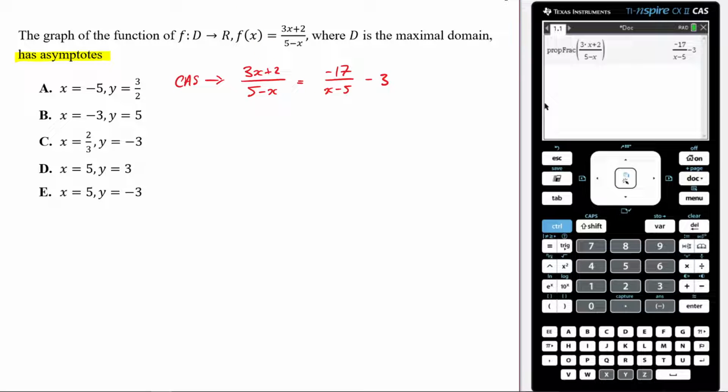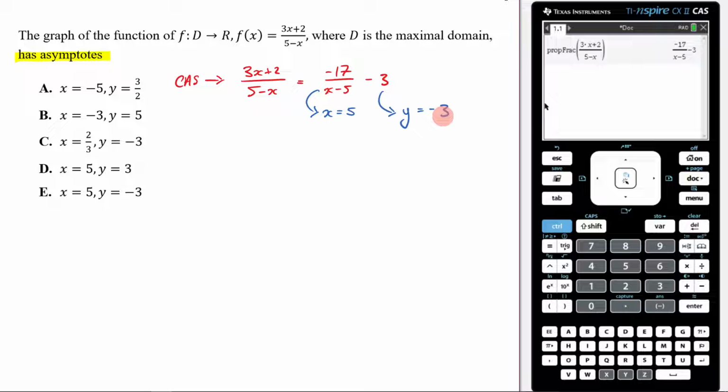So remember, the way in which we read off our asymptotes is that our x asymptote is read off just by looking at this, and it says x is equal to 5. Because remember, if we were to put 5 here, 5 minus 5 is 0, the whole thing would break down. So we know there's an asymptote there because it doesn't exist. Then the other asymptote we can read by looking at this. This tells me it's going to be y is equal to negative 3.